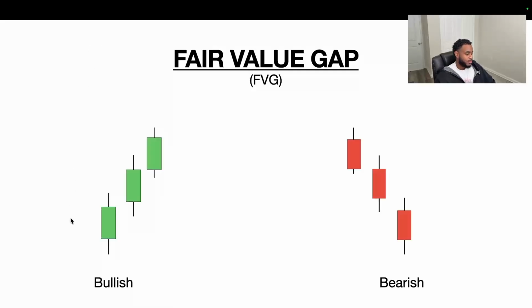A fair value gap is a 3 candlestick pattern where the first candle and the third candle's wicks don't overlap. So you see this area here, same thing for a bearish range, this area here. You draw a square in between them. That is going to represent your fair value gap.